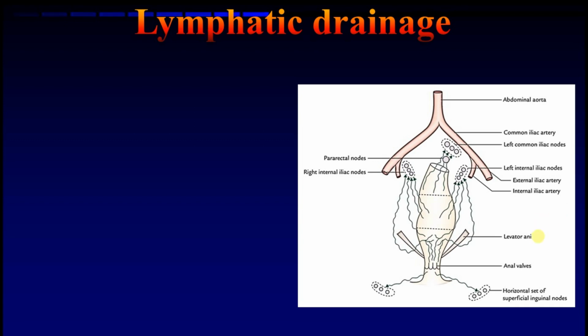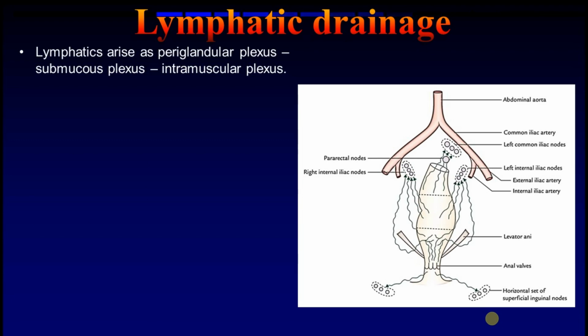Lymphatics: the upper part of the rectum mainly drains into the common iliac nodes. They actually start as a plexus, the periglandular plexus, and then the submucosal and intramuscular plexus. From there, the lymphatics arise from these plexuses and go to the left common iliac nodes. The middle part of the rectum goes to the internal iliac nodes.